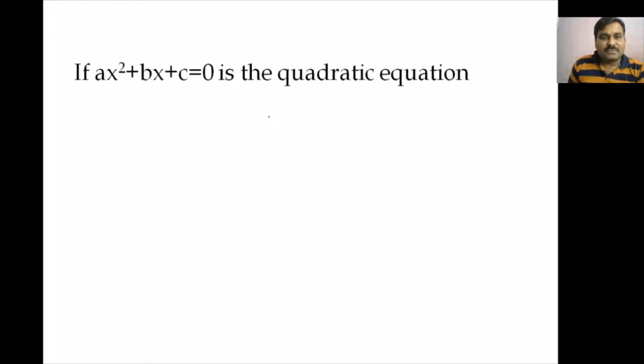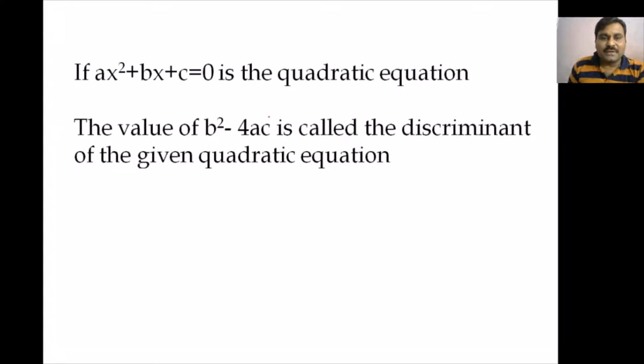If ax square plus bx plus c is equal to 0 is a quadratic equation, then the value of b square minus 4ac is called the discriminant of the given quadratic equation. In ax square plus bx plus c is equal to 0, the a, b and c values are real numbers. Here the a value should not be equal to 0. Based on these a, b, c values, we have a special term called the discriminant, b square minus 4ac. This particular value is called the discriminant of the quadratic equation.